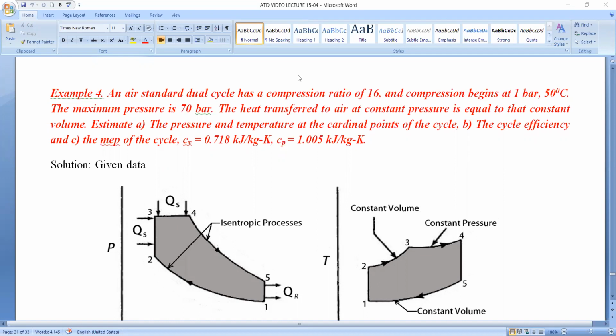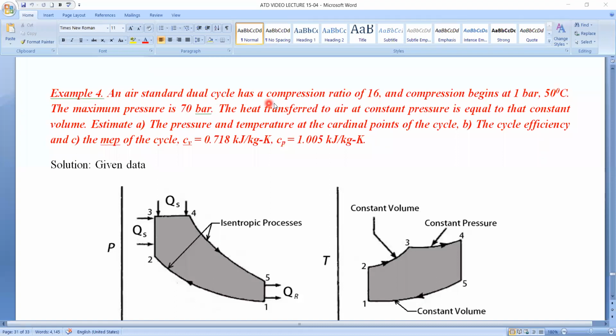In the previous classes we have seen the derivation of air standard efficiency of Otto cycle, diesel cycle, and dual cycle with a number of numericals. In today's lecture we will see a numerical on the dual cycle. Let's read the problem carefully.